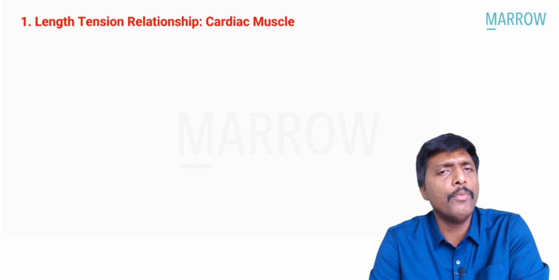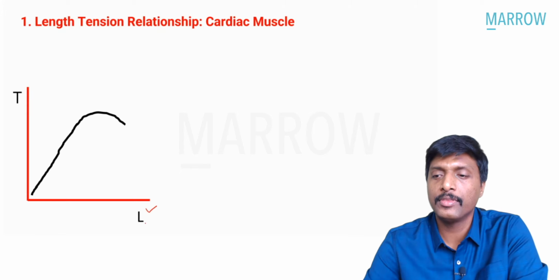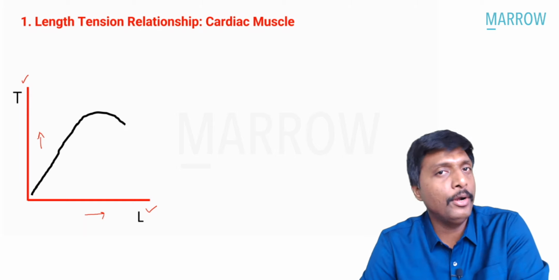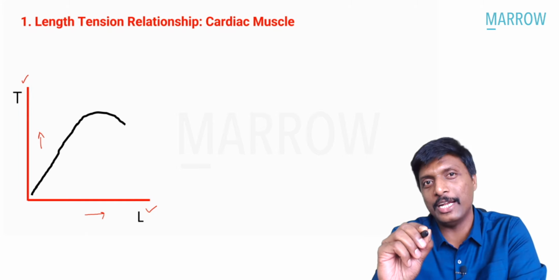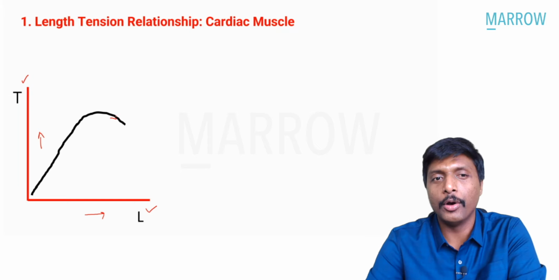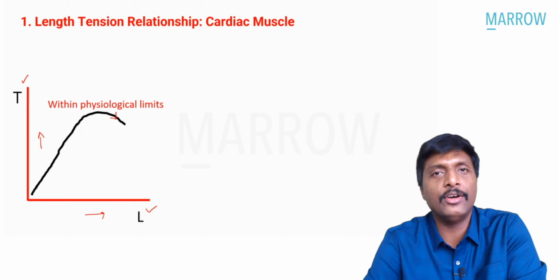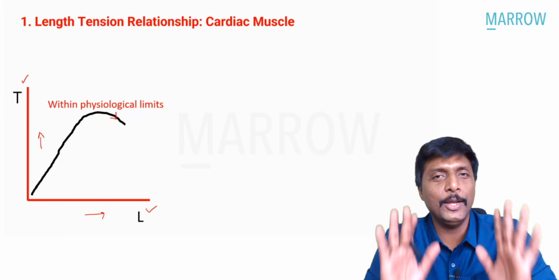Length tension relationship. Obviously you will see a graph with an x-axis and a y-axis. The x-axis is about the length changes. The y-axis is about the tension changes. Now we can clearly see, as we increase the length, the tension increases. Not indefinitely, though. The tension keeps on increasing, and at one particular point, it reaches a plateau and begins to fall down. Even though the length is increasing, after some point, the tension decreases. This is why we use the classical phrase: within physiological limits. Within physiological limits, as length increases, tension increases. That is the take-home message from the graph.